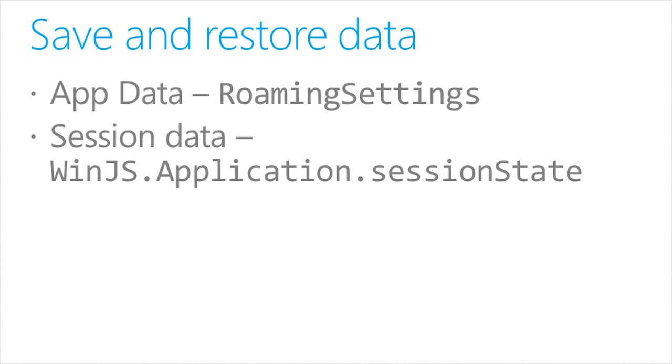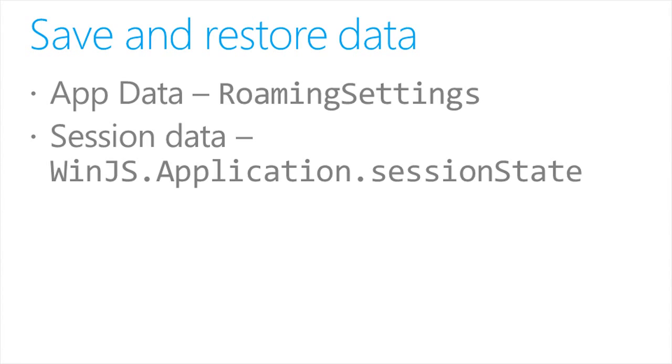App data is persistent across sessions and must always be accessible to the user. To store app data, we'll use the roaming settings property of the application data container. The roaming settings app data container makes it easy to store data in a way that is accessible to the user across multiple machines like a home and work PC. The data is automatically uploaded to the cloud in the background for you.